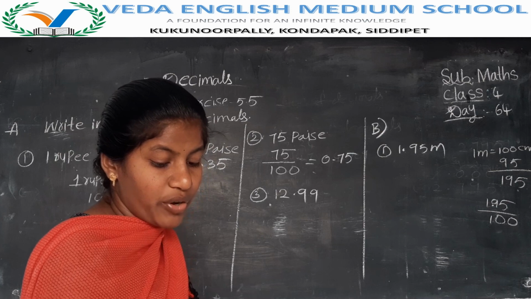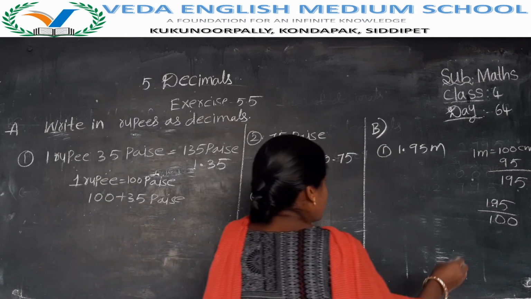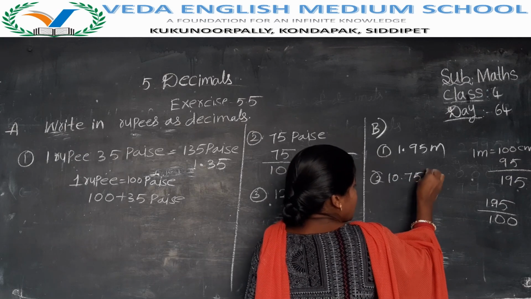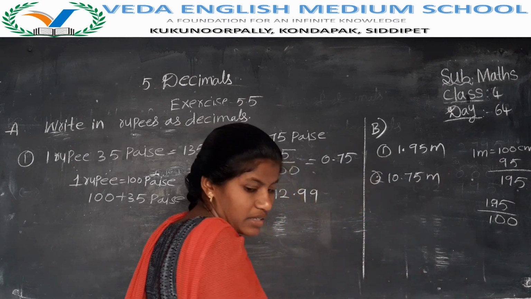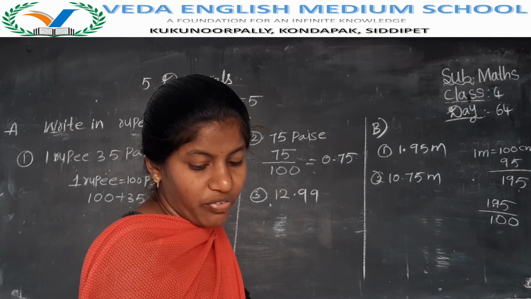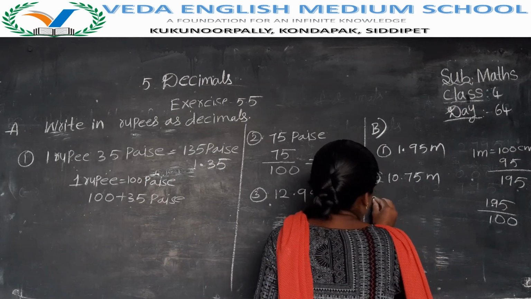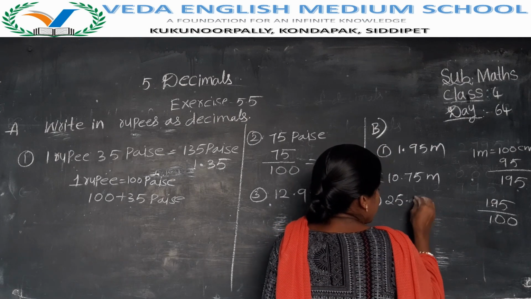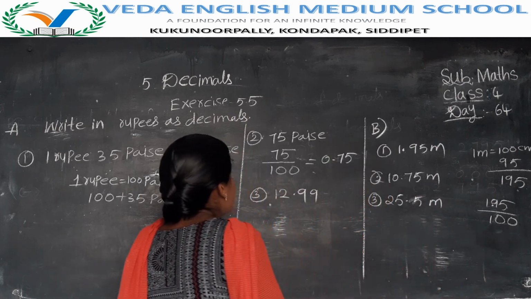Second one: 10.75 meters. Same as this only, but I am saying the answer directly: 10.75 meters. Then C bit: 25.5 meters. These are the answers for exercise 5.5.